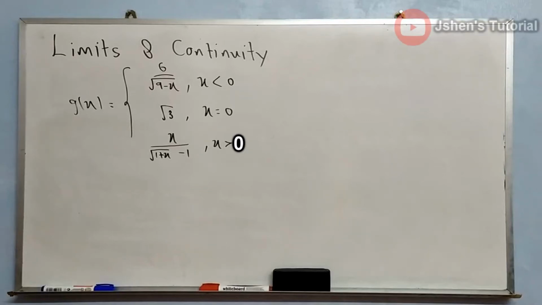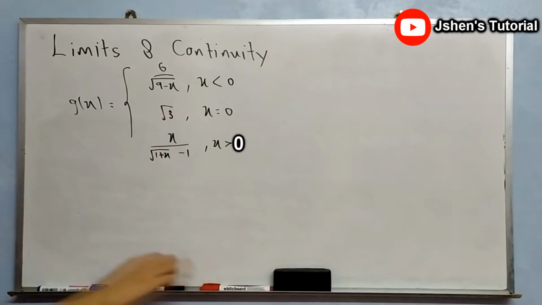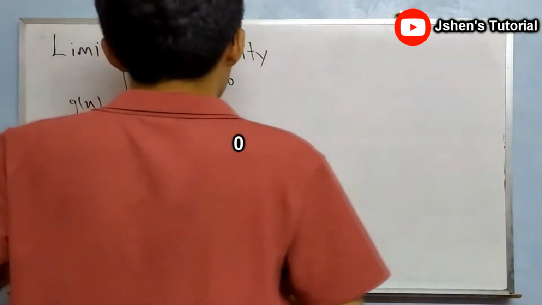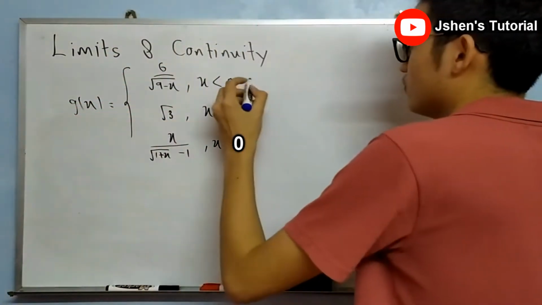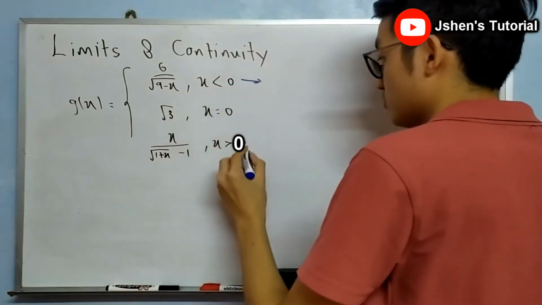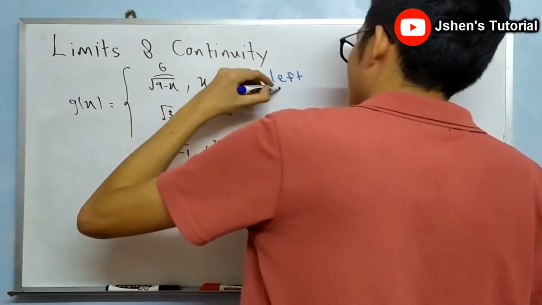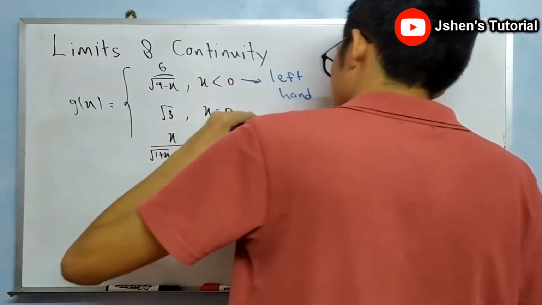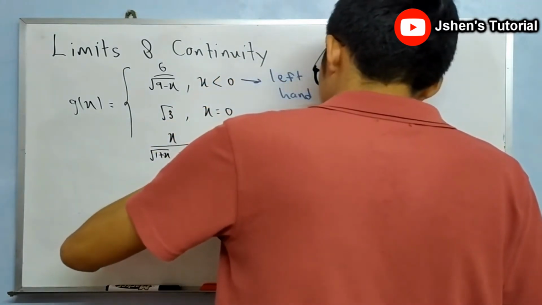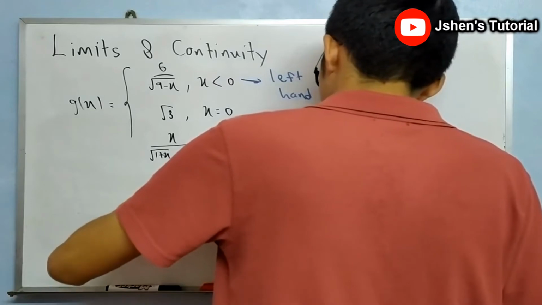Good morning. Today we are going to continue with another example of limits and continuity. But this time the functions are complicated. Now let's determine which one is the left hand side and which one is the right hand side.